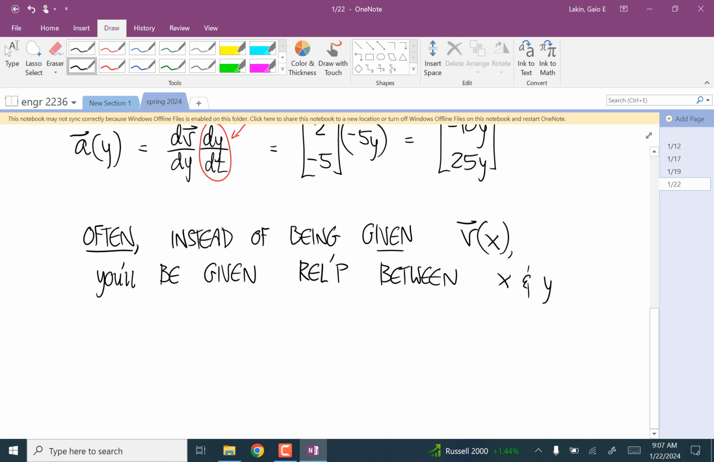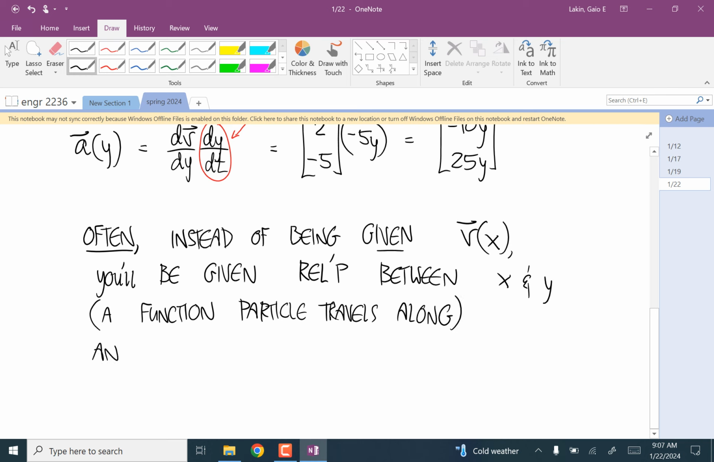A relationship between x and y is just a function, right? So you could be given the function that this thing is traveling along. So this is a function the particle travels along. And the speed. Okay, so how do you do that?